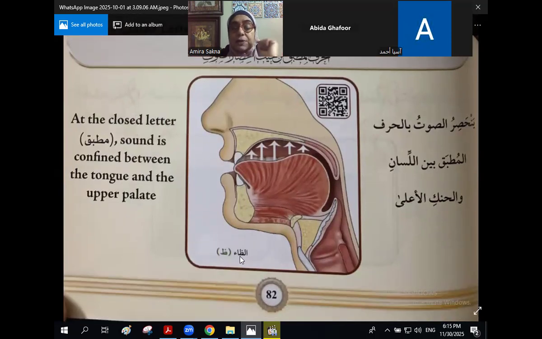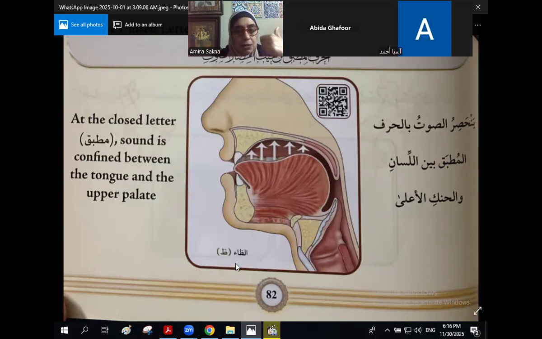Remember, try it with me kindly. It is the tip of the tongue with the tip of the upper central incisor. Feel it. Feel where the tongue is. The sound really is confined between the tongue and the upper palate. So number 1, the sound is directed to the roof of the mouth or the dome of the palate. Plus, number 2, the sound is confined between the tongue and the upper palate. So 2 strong characteristics. Okay?